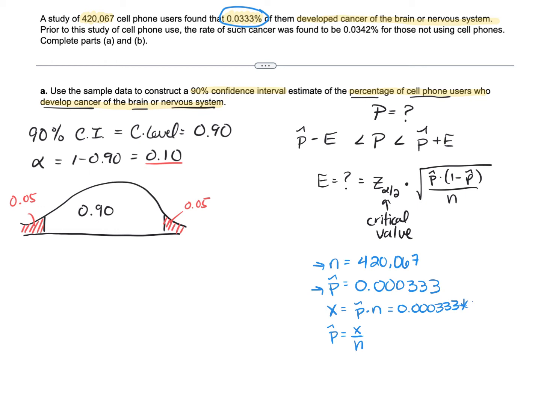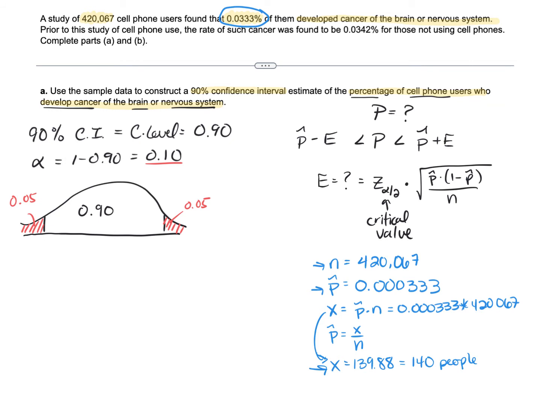So that gives us 0.000333 times 420,067. Put that into your calculator. It's going to give you 139.88, but we don't want fractions of a person, so just round that up to 140 people who developed cancer of the brain or nervous system from using cell phones. Okay, we're going to need this piece of information later on if you're using the calculator function.